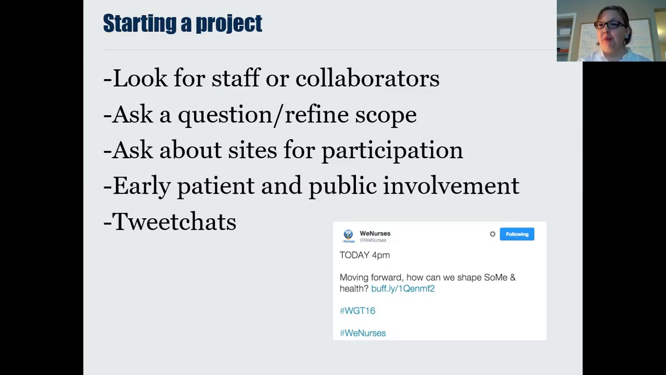Tweet chats are a great way to do that. So a tweet chat is about a 1 hour conversation on a topic. It is hard to get a lot of followers for a new tweet chat. A good way to go is find existing tweet chats and then ask if you could host one. So people are often happy to have guest hosts on a particular topic.